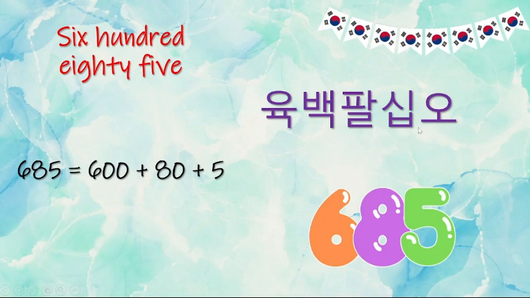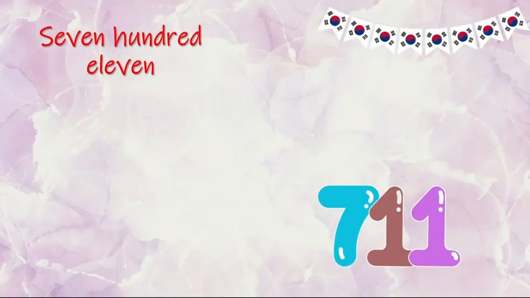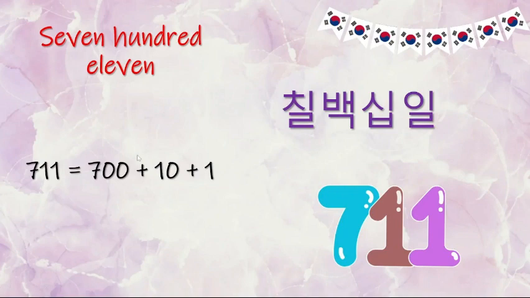680 and 5, right? Now let's see how to say 711 in Korean language. So it is basically a combination of 700, 10 and 1. So all combined it will be chil baek sip il. Okay, very easy.